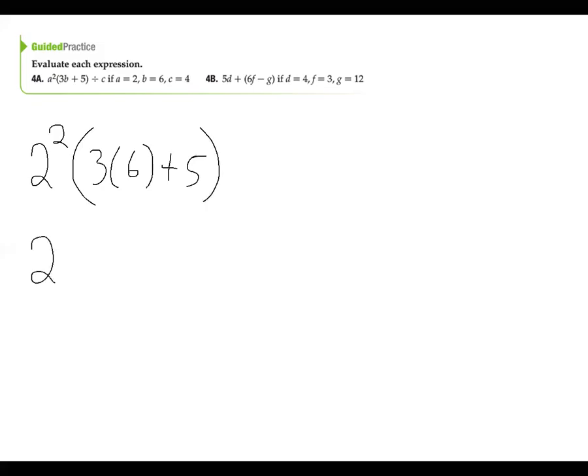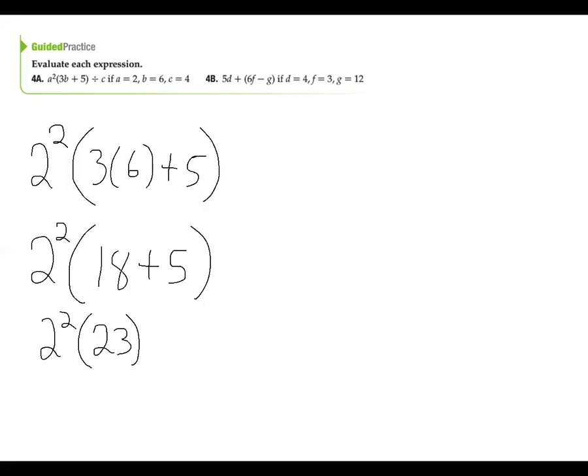All right, so the first one, if a is 2, you would have 2 squared times 3 times b, which is 6, plus 5. All right, substitute everything in first, and then follow the order of operations. Inside the parentheses, you have to do the multiplication first, then the addition, okay? Now I have multiplication and exponents. So 2 squared is 4.